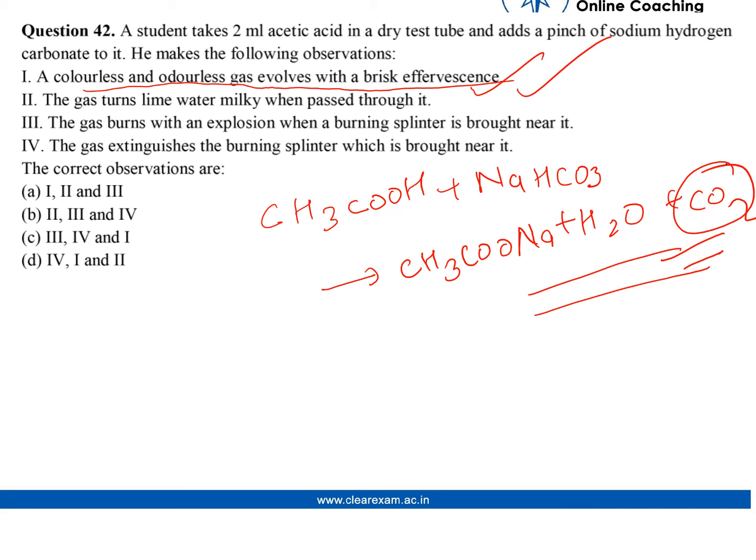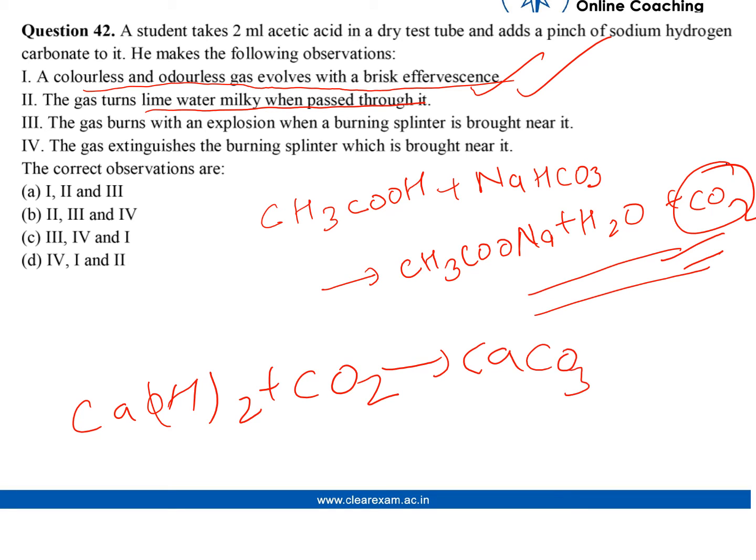The gas turns lime water milky. As we know, when lime water, that is Ca(OH)2, reacts with carbon dioxide, it will give us CaCO3, which is a white precipitate, plus H2O. So the second option is also correct.